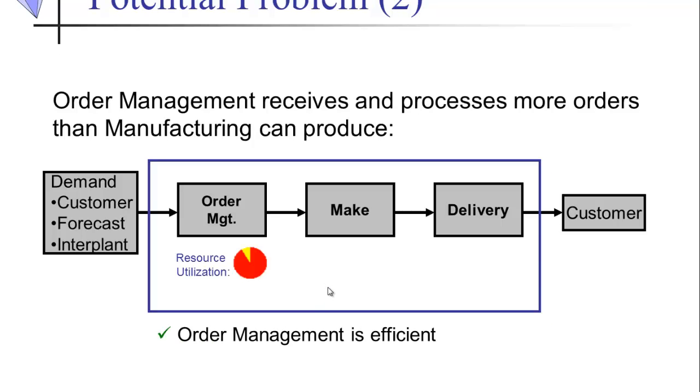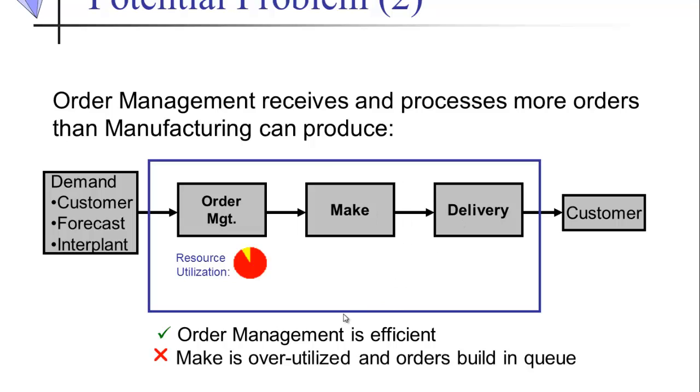Potential problem number 2: order management receives and processes more orders than manufacturing can produce. Well, we didn't have a problem in order management, so everything's just chugging along just fine. No problem. Order management is efficient. However, we are overutilized and the orders build in queue in manufacturing. So, okay, maybe I can work some overtime, but what's the effect on my total system?